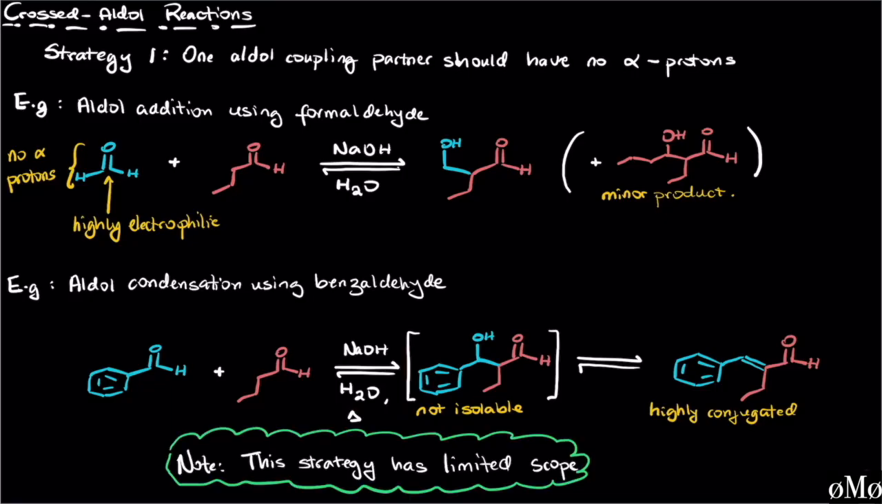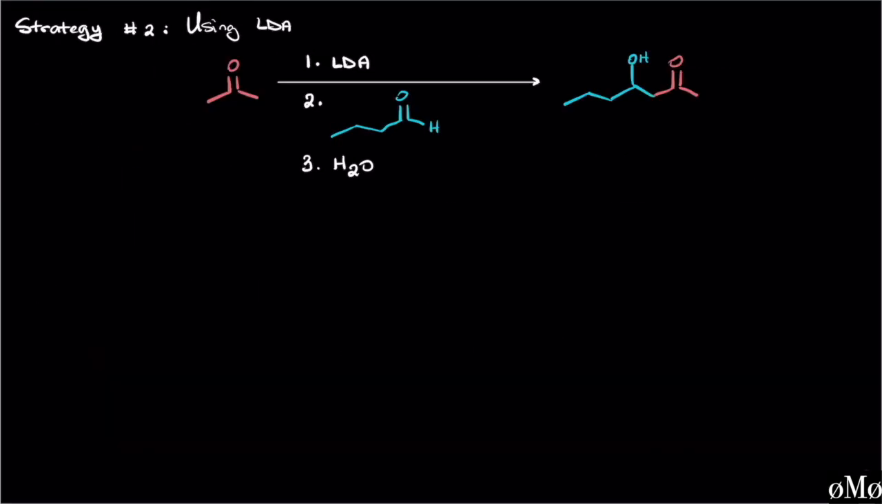But of course, notice that this strategy is pretty limited in scope, right? You're pretty much forced to only use formaldehyde or benzaldehyde or some aldehyde that has no alpha protons, that's also relatively electrophilic as well. That's not very helpful. So we need another strategy that can help us increase the scope of our cross-aldol reaction. So the second strategy, which is definitely more robust, is you do this step by step.